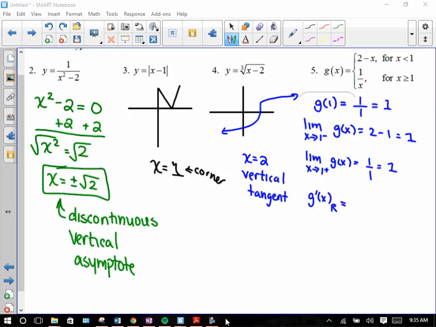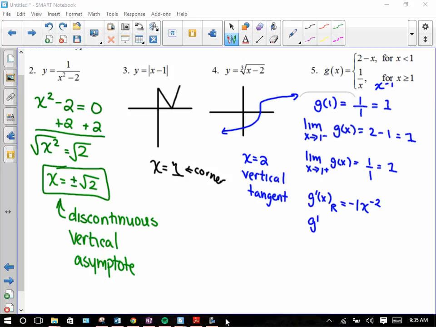We rewrite it with a negative exponent. 1 over x is equal to x to the negative first power. We have this negative 1, we bring it out front and multiply it, so negative 1 times 1 is negative 1. Then x, and what do we do to the exponent? Subtract 1, so negative 1 minus 1 would be negative 2. There's the derivative on the right hand side.